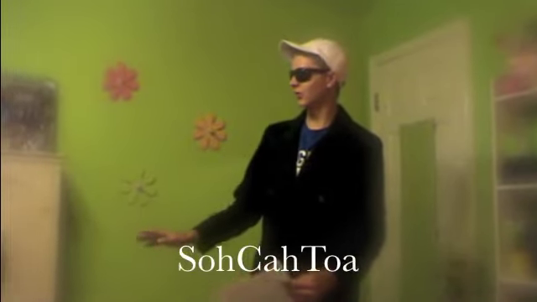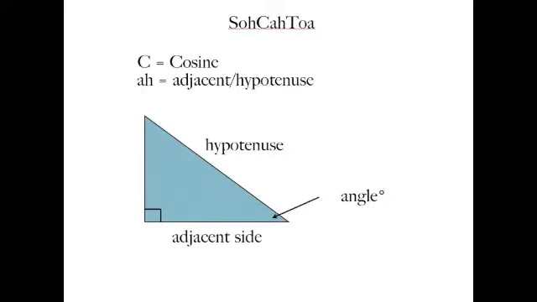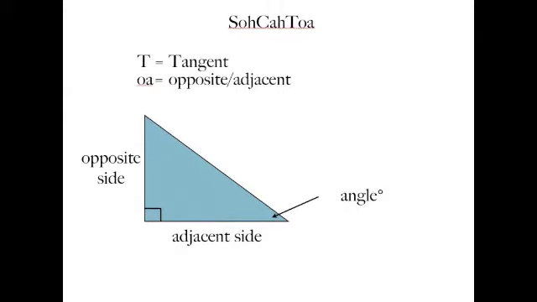Now, just remember, SOHCAHTOA. What? SOHCAHTOA. Okay. Let's start with SO. S stands for sine. OH stands for opposite over hypotenuse. Now let's do CA. C stands for cosine, and A stands for adjacent over hypotenuse. And finally, we have TOA. T stands for tangent, while OA stands for opposite over adjacent.